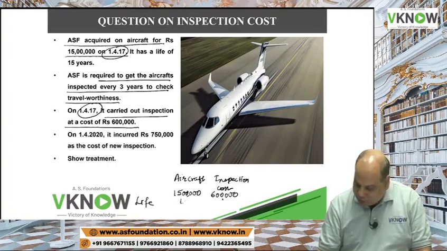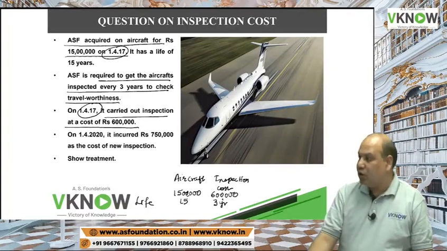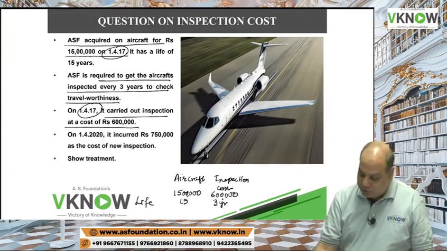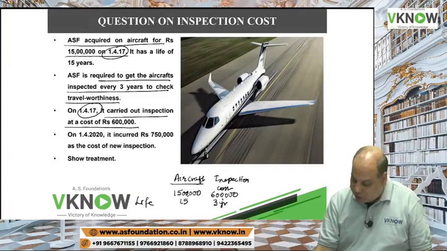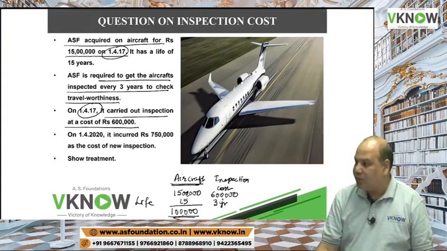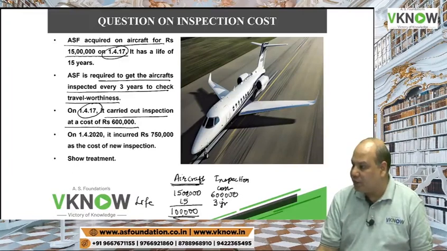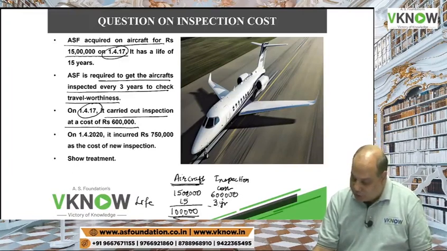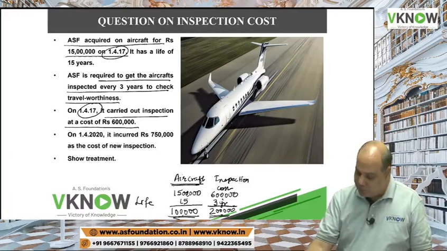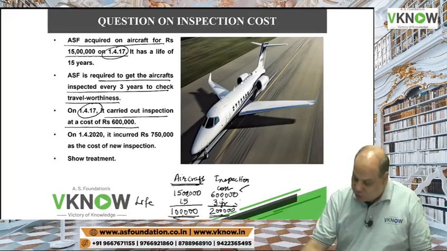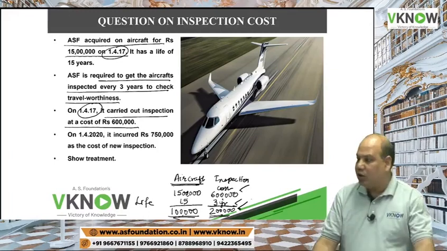The life is 15 years and this is 3 years only because you have to do the inspection every 3 years. So as far as aircraft is concerned, I am going to depreciate it over 15 years. So my per annum depreciation of aircraft will be 1 lakh, but inspection cost, I have to perform inspection every 3 years. This 6 lakh over 3 years, so we will recognize 2 lakh.